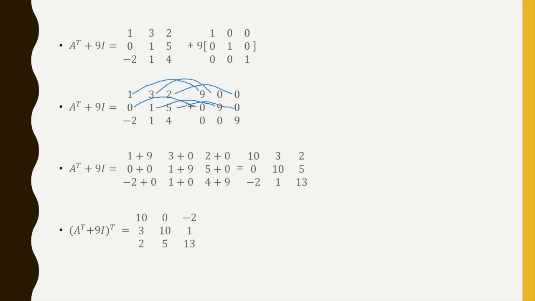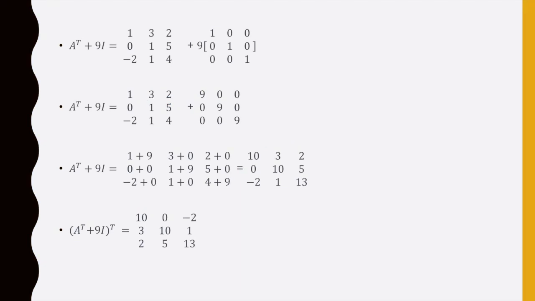Now that we got the sum, let's transpose it, giving us the result of 10, 0, -2, 3, 10, 1, 2, 5, and 13.